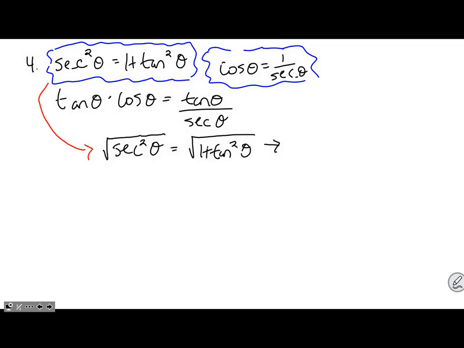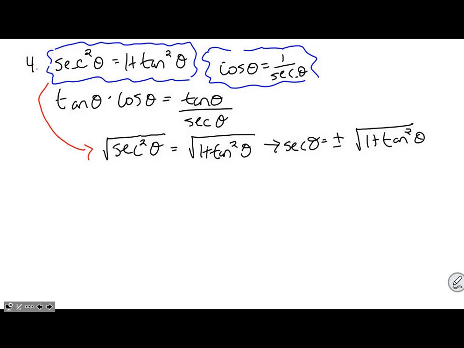What this implies is that I get secant theta equals plus or minus the square root of 1 plus tangent squared theta. I can't really do anything with the right-hand side, it does not simplify very nicely, so we're just going to leave it. But remember, whenever you square root an expression, you get both a positive and negative result.